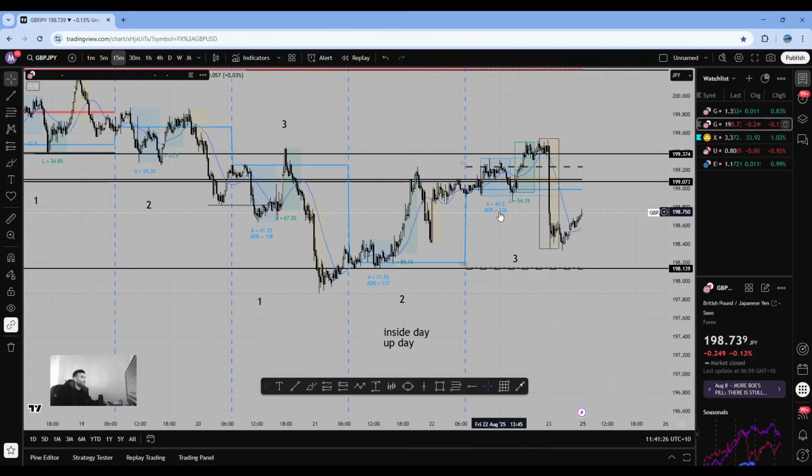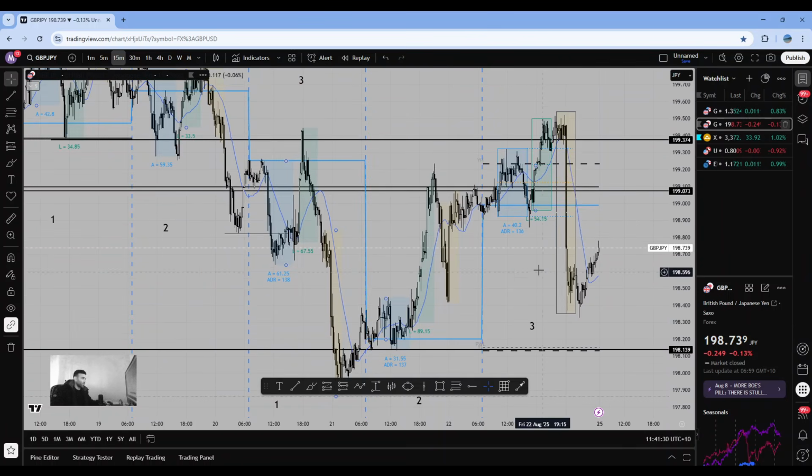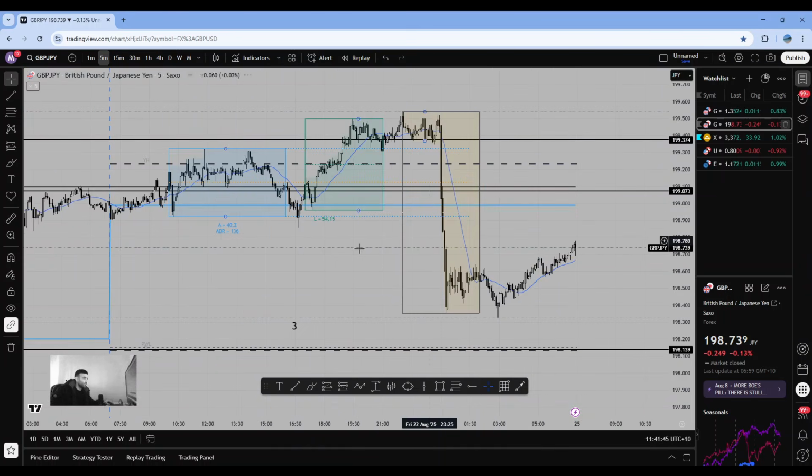So when we combine timings, level, and behavior of price, what do we have? We have a buying opportunity at the low of the day. That's the low of the day. The price is coming down, taking out the low of the day, and giving us a doji candle on the 15-minute time frame to enter.